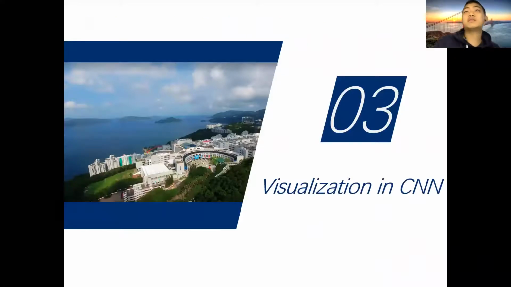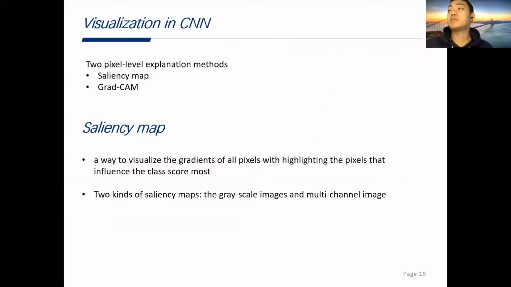In the visualization in CNN part, we mainly use 2 pixel level explanation methods to deal with the task, saliency map and Grad-CAM. The saliency map is a way to visualize the gradients of all pixels, highlighting the pixels that influence the class score most. And there are 2 kinds of maps. Next.